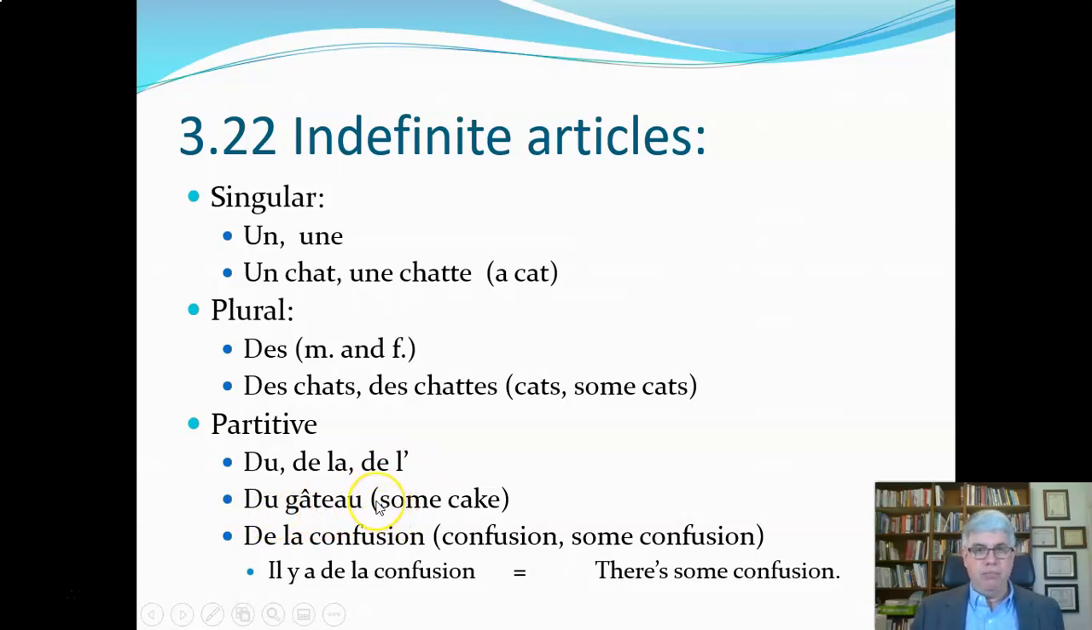That would mean some cake. You can say je mange, I eat, du gâteau, some cake. You're not eating the whole cake, you're only eating some of it. So that's what we call the partitive. Du gâteau would be some cake. De la confusion would be confusion or some confusion. Il y a de la confusion. There's some confusion. It's not total confusion, but there's some confusion. So that's the partitive, and we'll see that fairly often, and you'll want to translate that generally as some.